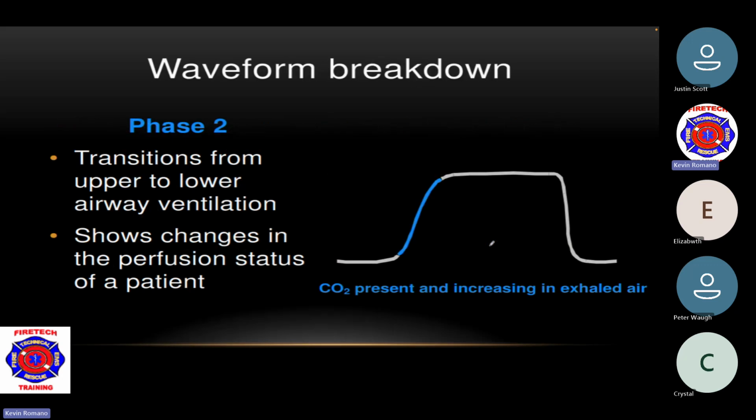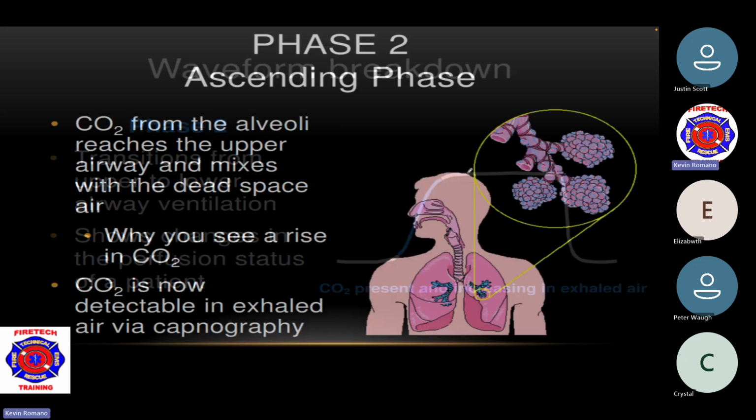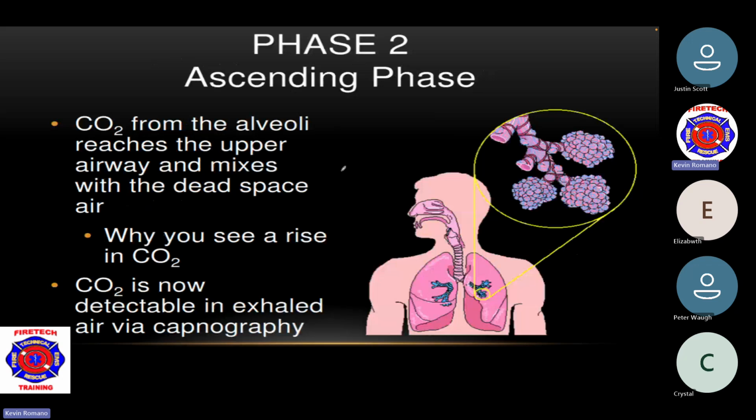So phase two is a transition from the upper to lower airway ventilation, as you can see in the blue here. It shows changes in the perfusion status of a patient. CO2 is present and increasing in exhaled air. Remember, phase one is down here, and we're starting that upstroke going up into phase two. Within phase two, CO2 from the alveoli reaches the upper airway and mixes with the dead space air. That's why you see a rise in CO2. CO2 is now detectable in the exhaled air via capnography, right?